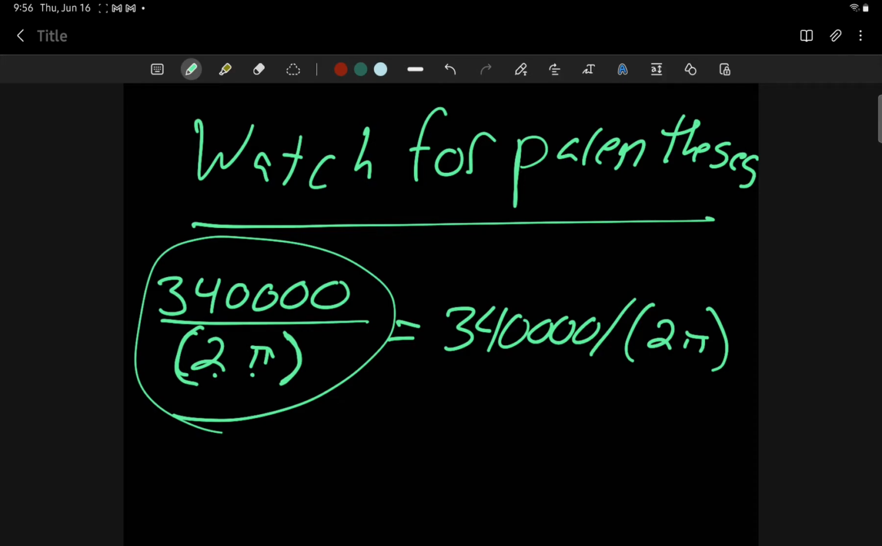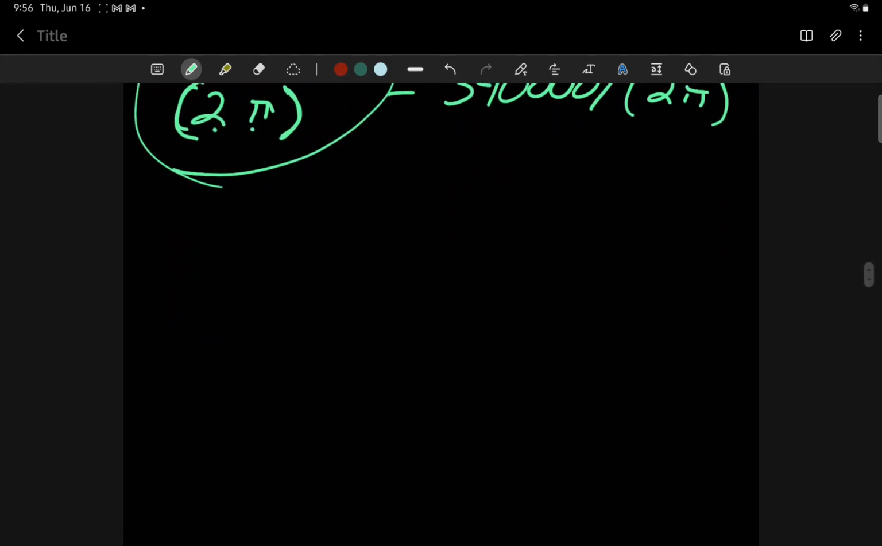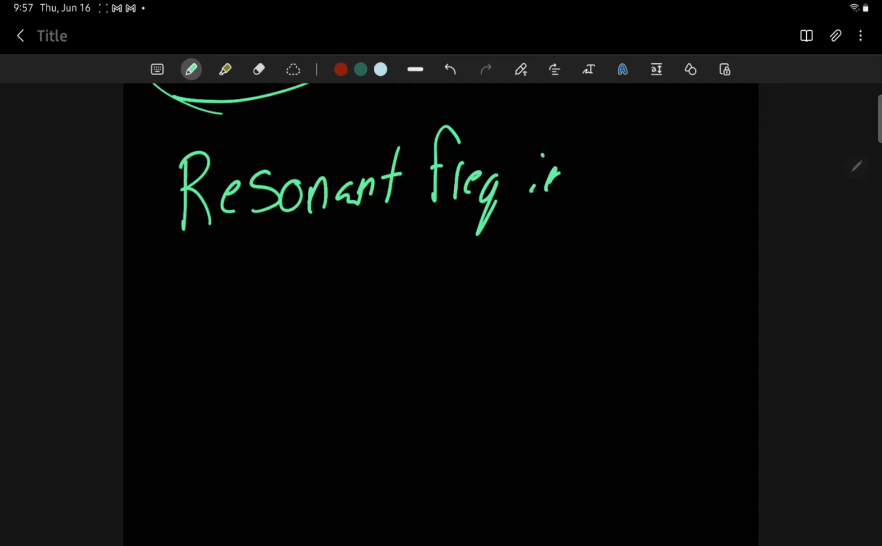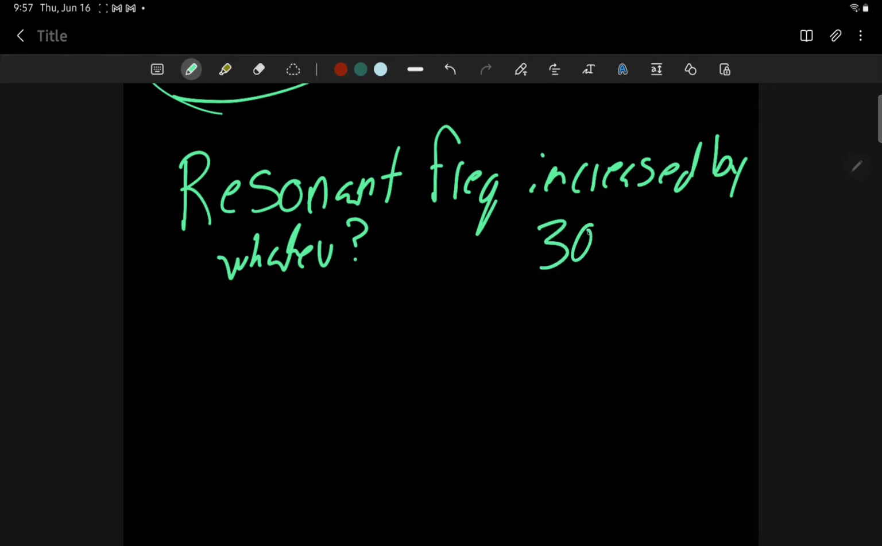Okay. That's really the only thing that I saw that most people had an issue with. Oh, no. There was one other one. So, what if the resonant frequency, this is the very first question, is increased by a factor of whatever? So all you have to do with that one is, I'm already giving you the resonant frequency, which in the case of that question was 300.